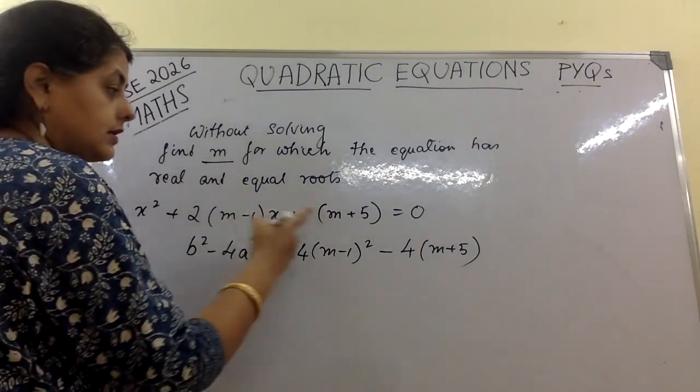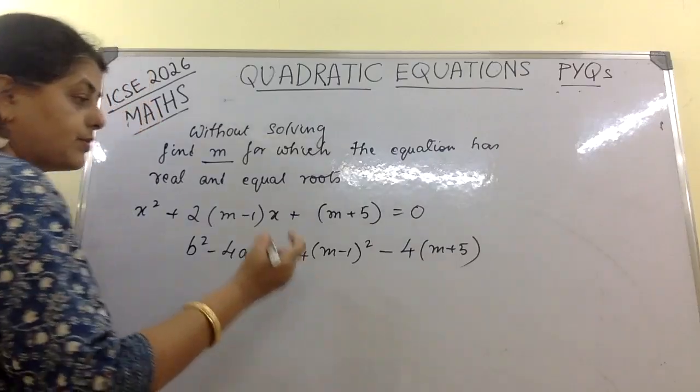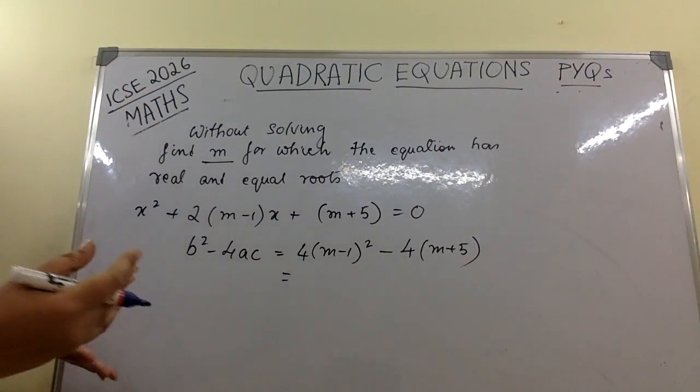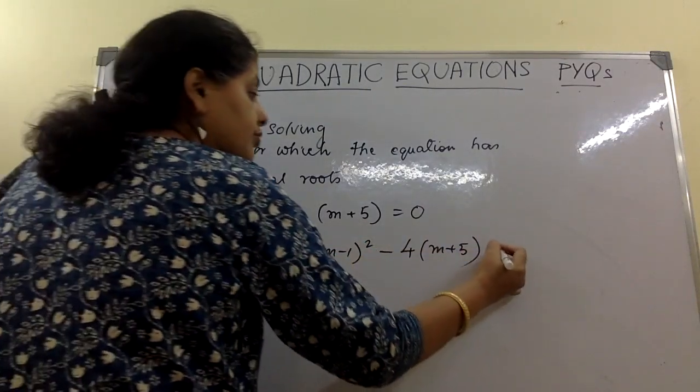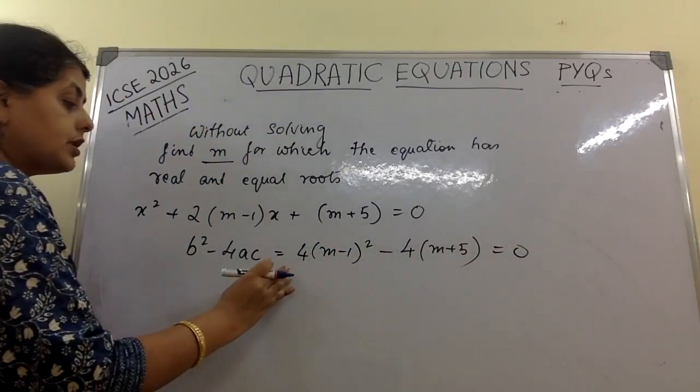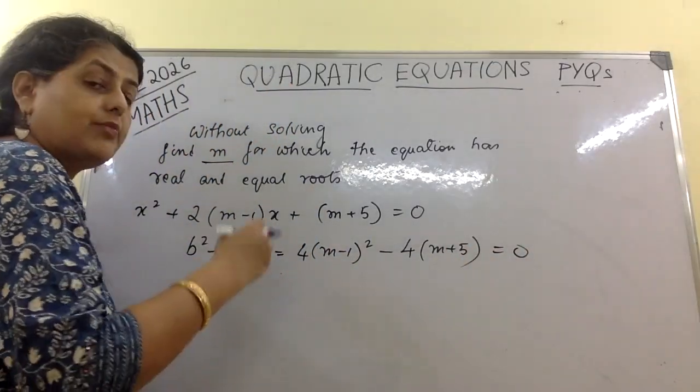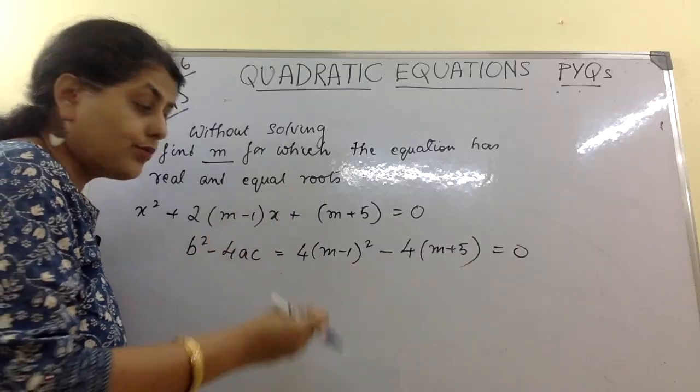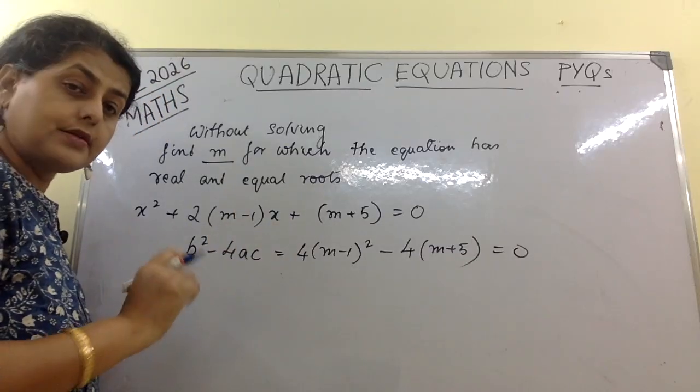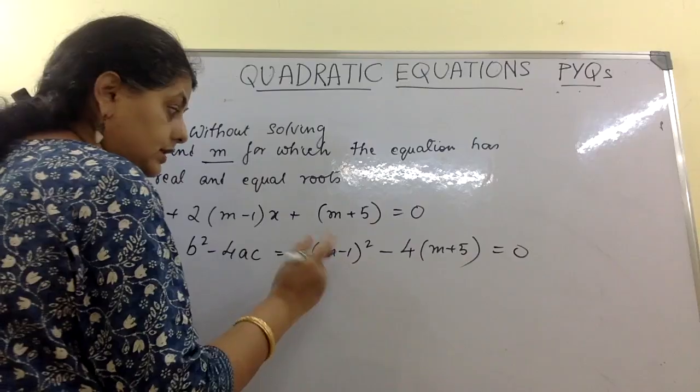A is here and this is c. So this is my other equation, and this is supposed to be 0. Why is it supposed to be 0? Because b square minus 4ac is equal to 0 when you have real and equal roots, right? That is why this is 0.